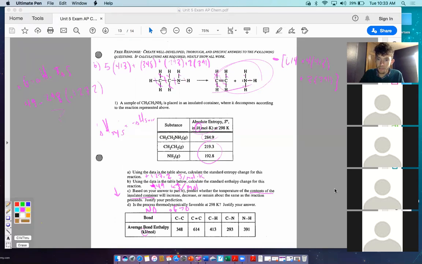What's your question? So I was looking at it. Isn't the equation products minus reactants?